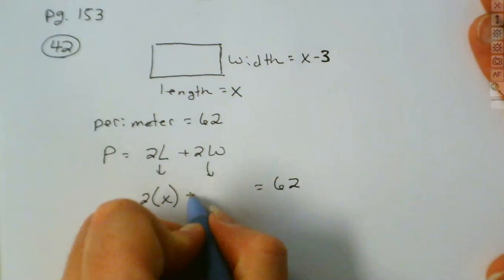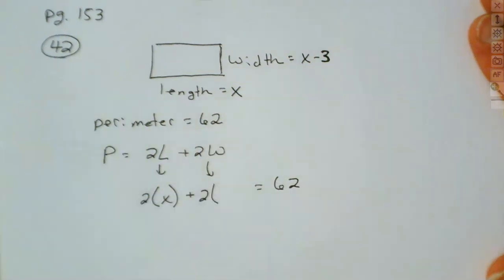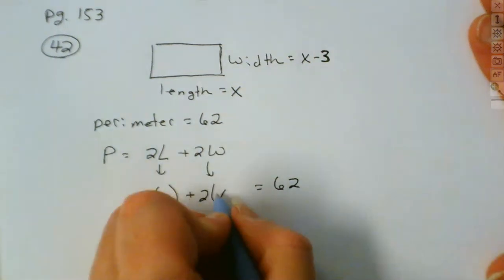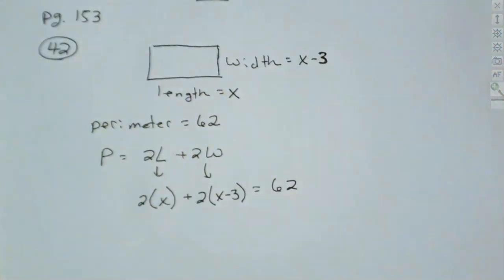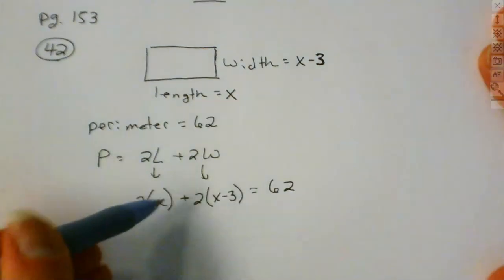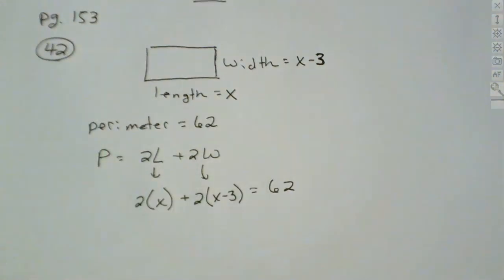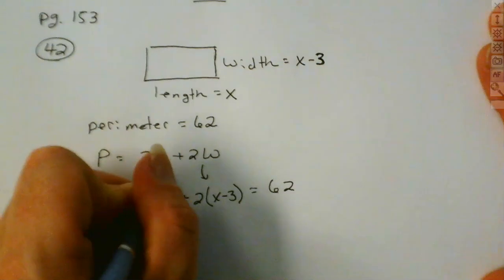And then what about the width? That is 2, and what's the width? x minus 3. There we are. Now we have it. Is everyone okay with what I did there? And you don't have to put the parentheses around the x. I do it because sometimes the textbook does it too, so sometimes I try to change it, so you see how it's done different ways.